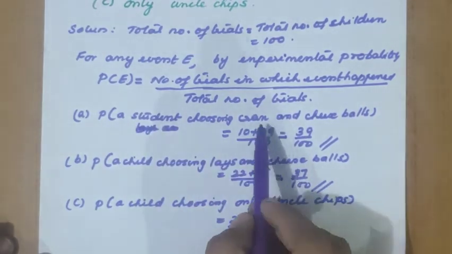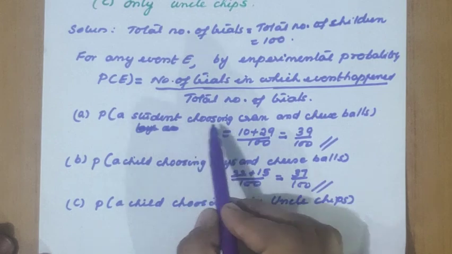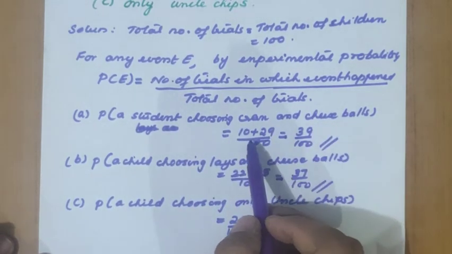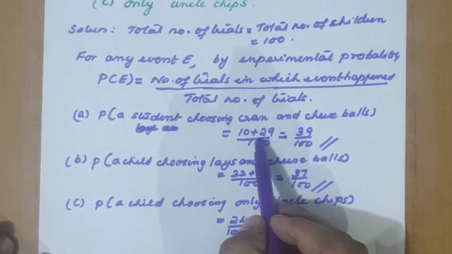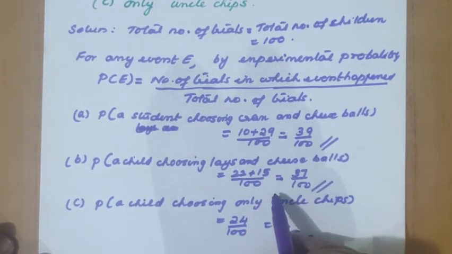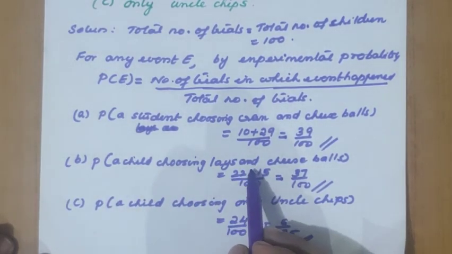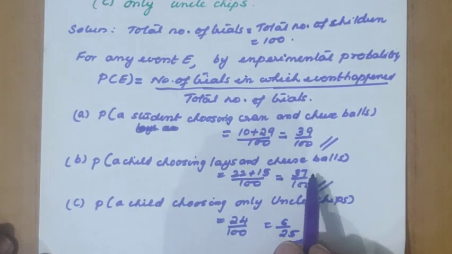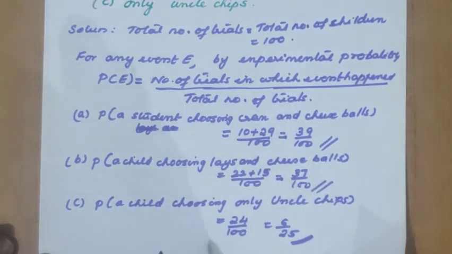So the first question is choosing cracks and cheese balls only. So probability of a student choosing cracks and cheese balls, 2 favoring events are there. So that number of children we are adding, 10 plus 29 divided by 100, it is equal to 39 by 100. Second part, P of a child choosing Lay's and cheese balls. Again 2 criteria are there, so 22 plus 15 by 100, that is 37 by 100.